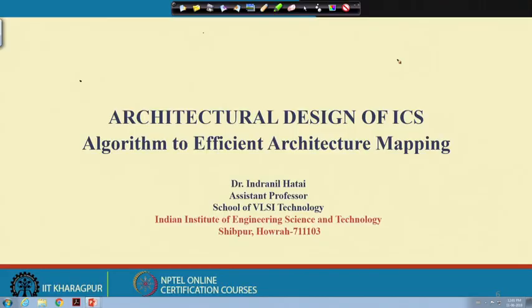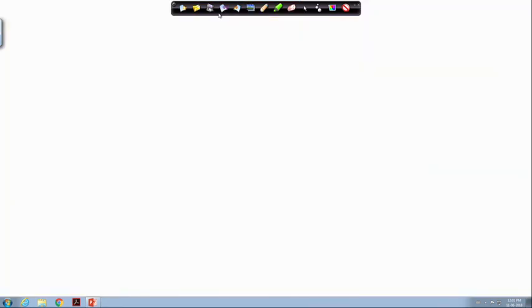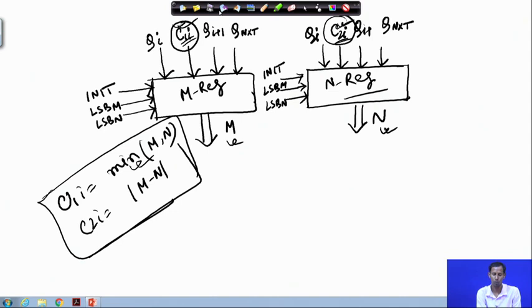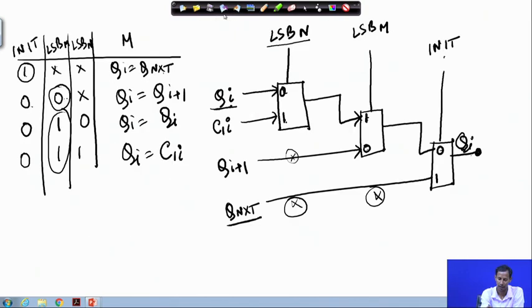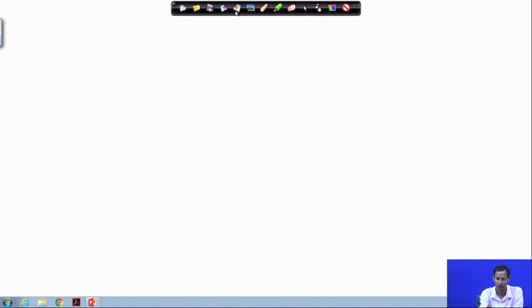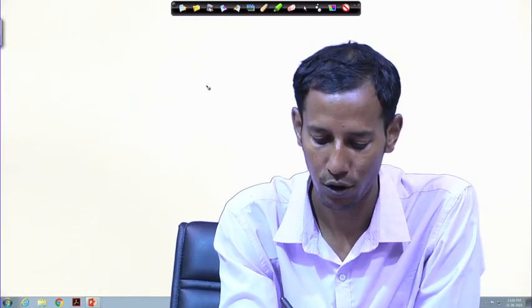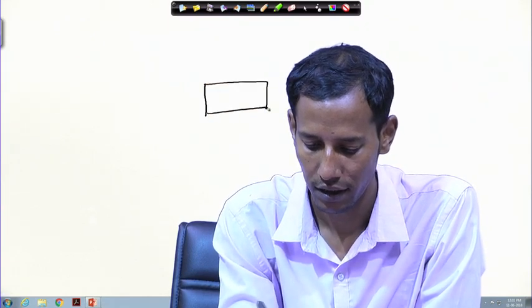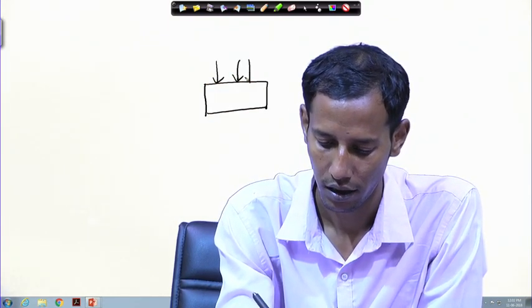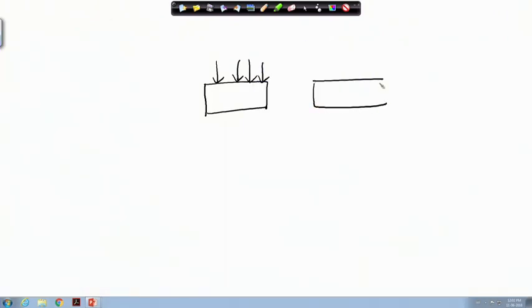In the last class, we built the M registers and N registers, and we also saw how we can build this M and N. We have already drawn and defined the corresponding circuits. This was the M registers and this was the N registers.